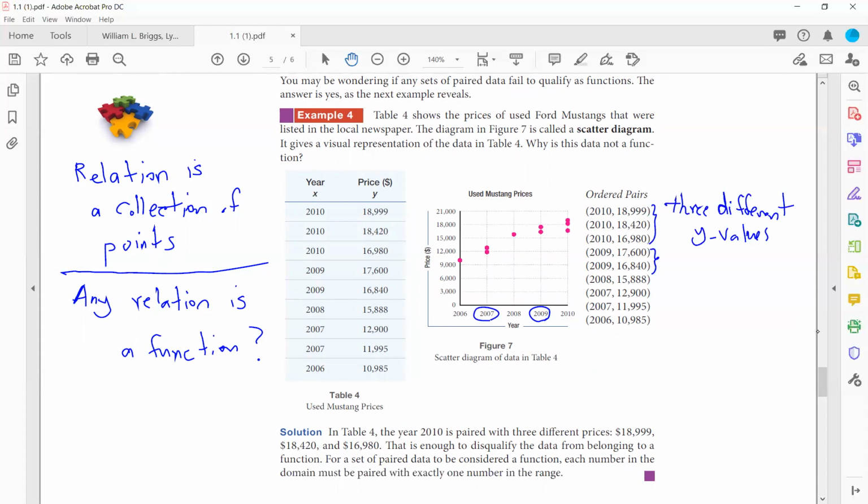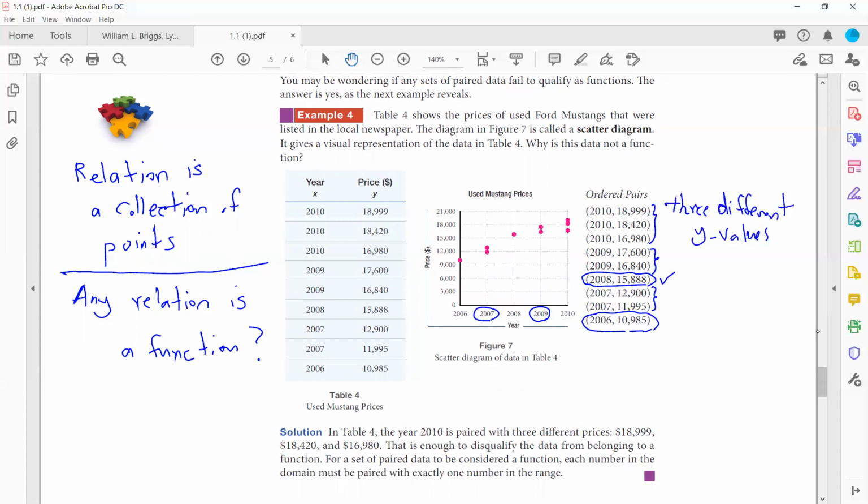We're good with 2008. We have exactly one output for 2008. Take a look at 2007. 2007 has 2 different Y values. We're good with 2006. You have exactly one unique Y value for 2006. Since we have different values for 2010, this relation is not a function.